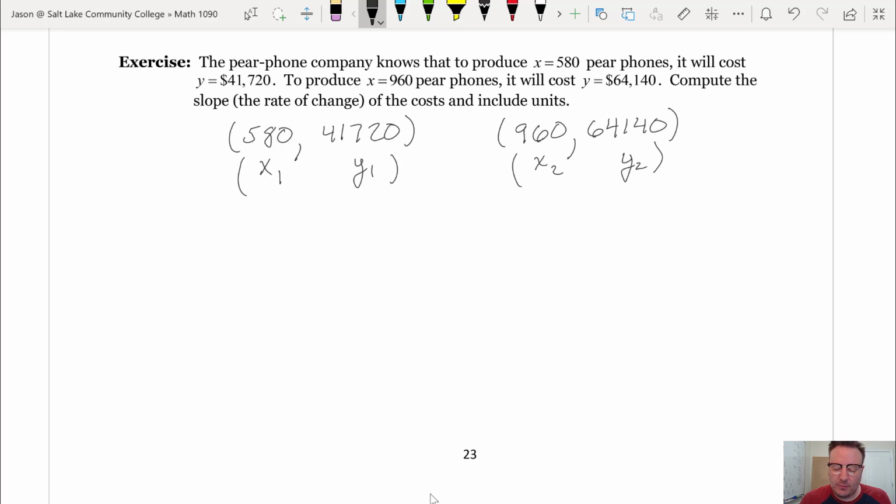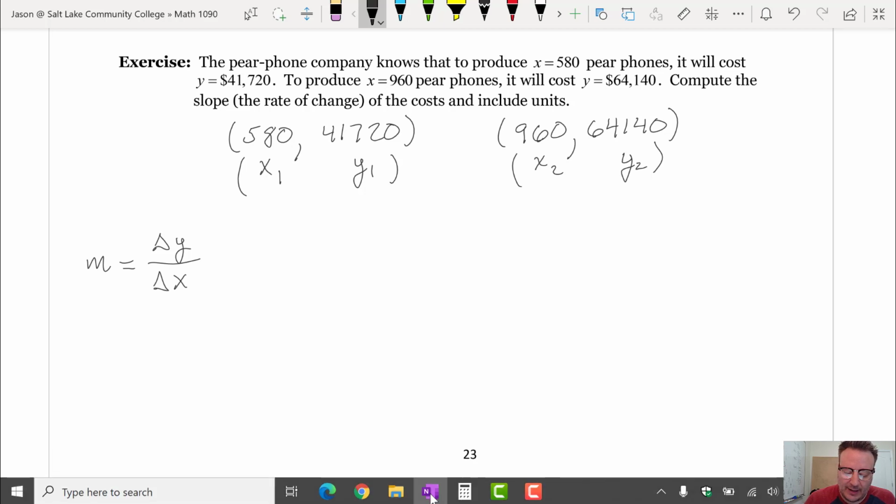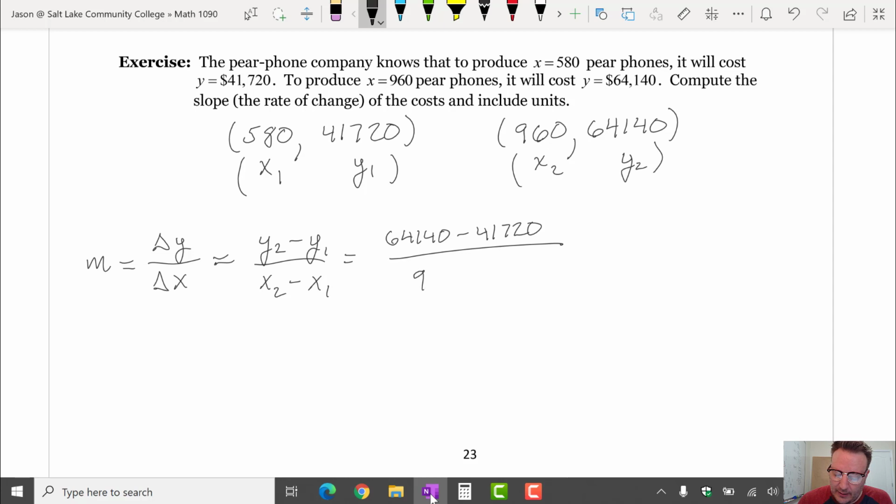Okay, now to get the slope of the linear function, remember that the definition is that the slope is the change in y divided by the change in x, or delta y by delta x. And what does delta always signify? A difference. So we want to compute y2 minus y1 over x2 minus x1, which is 64,140 minus 41,720 divided by 960 minus 580.